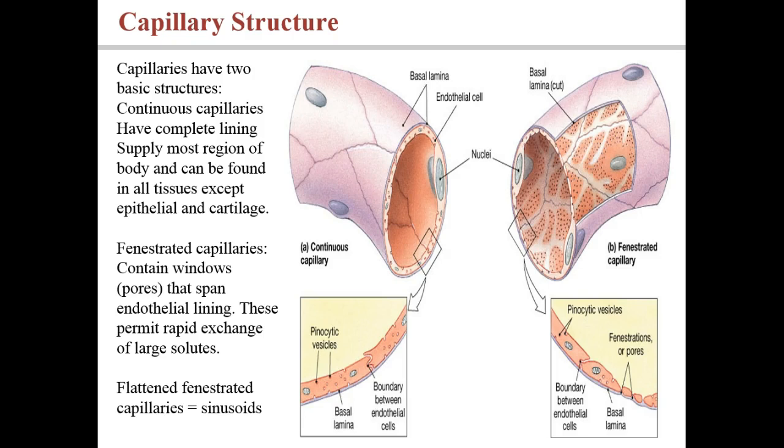If you have flattened fenestrated, you have sinusoids. Sinusoids permit free exchange of large proteins, and you have phagocytic cells monitor blood at sinusoids. So it actually is kind of, you're letting these large things out so they can be captured by these phagocytic cells, which is kind of interesting.